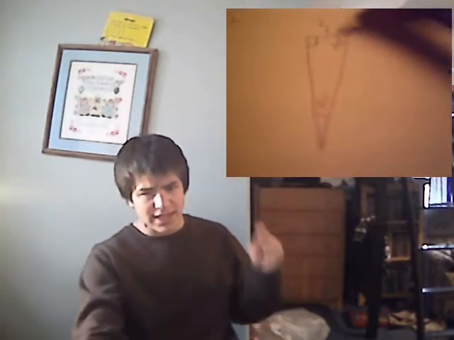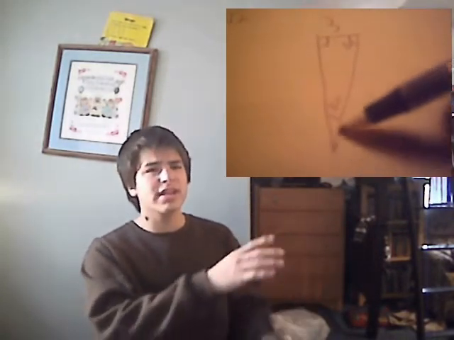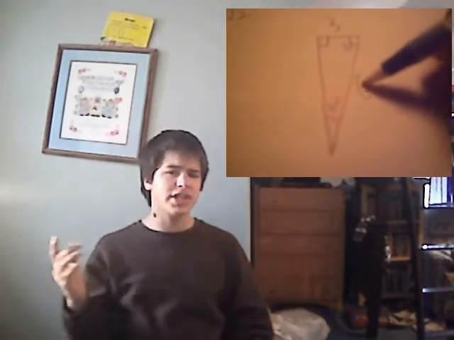30, 60, 90 triangles are pretty similar. If you have the shortest leg of the triangle, then you can easily find the hypotenuse, which is the shortest length times 2. And then to find the other leg, you just need to slap a square root of 3 next to it.